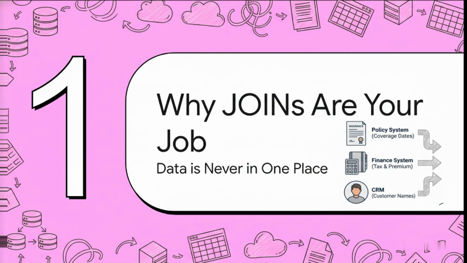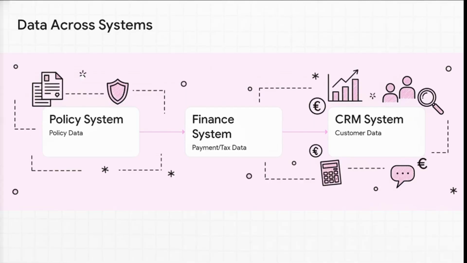The number one rule you have to get into your head is that in any real project, business data is always scattered across multiple systems. It's never just sitting there for you in one neat little table. So for example, think about a typical insurance project. You're going to have policy details in one system, you'll have all the financial data like payments and taxes in a completely different one, and then all the customer info is living in yet another CRM database.